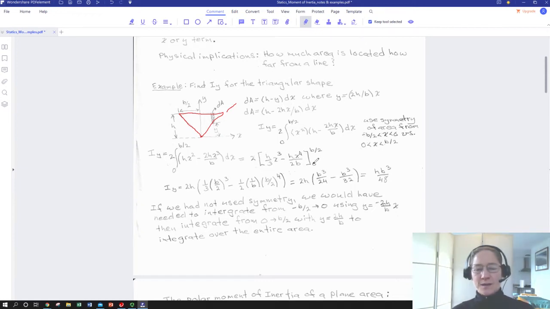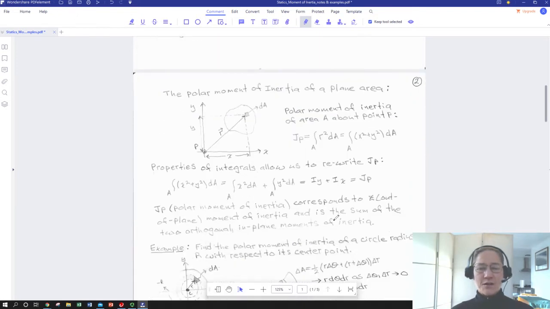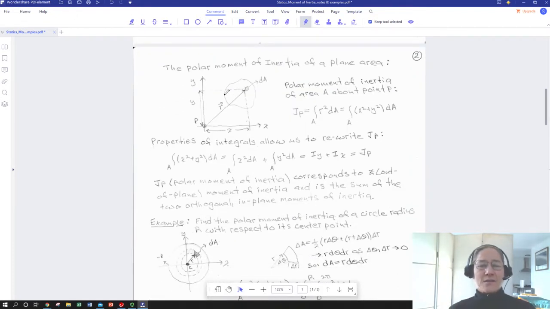For the integrated expression, I can substitute in my lower and upper limits of integration, and I get the height of the triangle times the base cubed, in this case over 48. And you'll notice we've defined our area moment of inertia in terms of a fourth power of length. So if this were meters, it would be meters to the fourth, inches to the fourth, whatever length unit we're in. Again, if we had not used symmetry, we would have had to integrate over the whole body. So just be careful when you have something symmetric there.